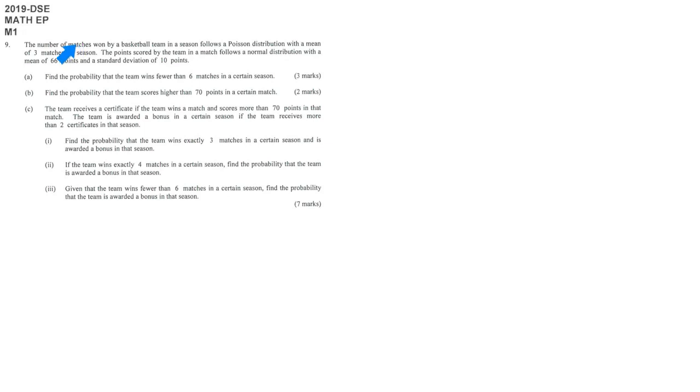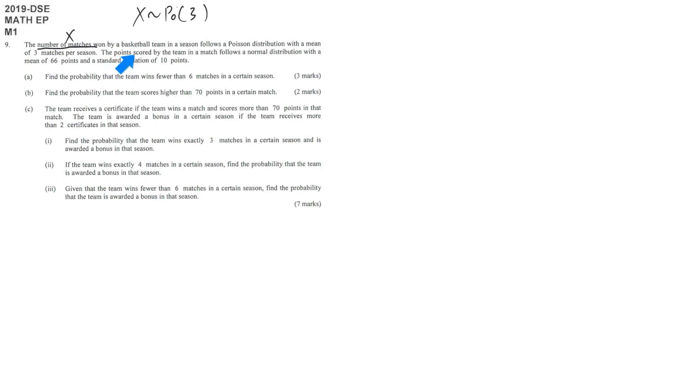In this question, they say that the number of matches won by a basketball team follows a Poisson distribution. So if you let the number of matches be x, then x follows a Poisson distribution with the mean of 3 per season.